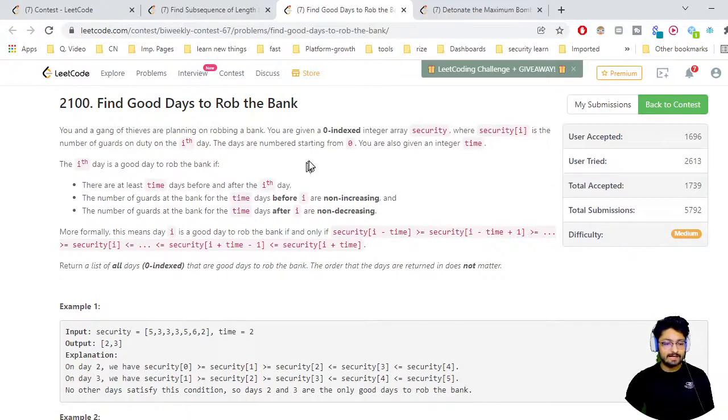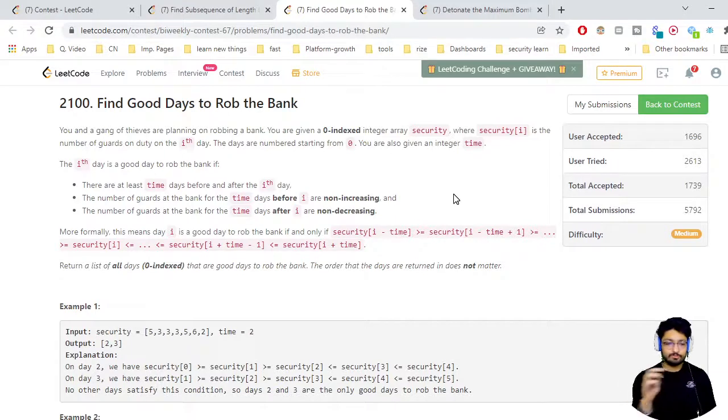The number of guards at the bank for the time days before i are non-increasing. So let's say time is 2, because I want 2 days. It means 2 days before a number and 2 days after the number. For the 2 days before, it should be non-increasing, and for the 2 days after it should be non-decreasing. If all the conditions are met, then, as it is also written here, the numbers are decreasing or the same before the robbery, and the same or increasing after the robbery.